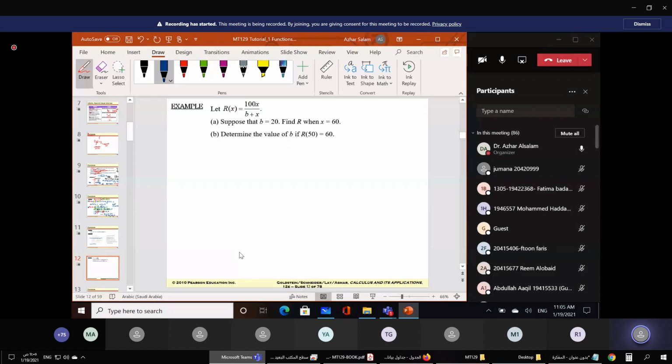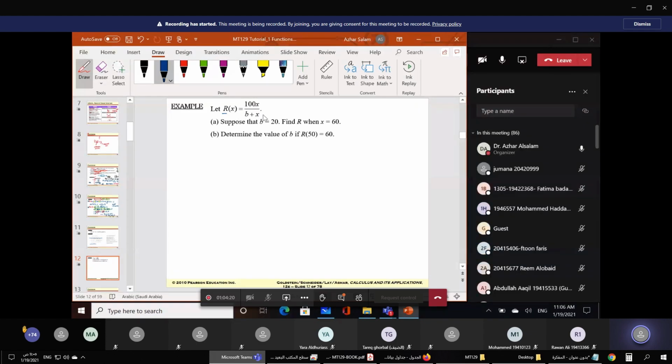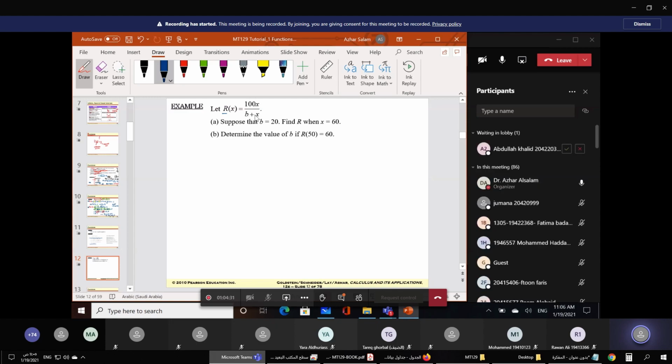Okay. Now another example. It's the same thing, but with a different place of substitution. Here I have a function. The name of the function is capital R. I can also use capital letters to name a function. R of x is defined by this rational function, دالة كسرية, 100x on the top and b plus x in the bottom. Okay?